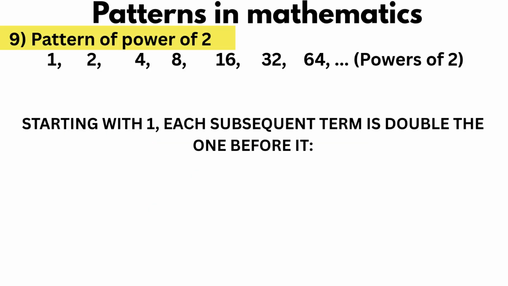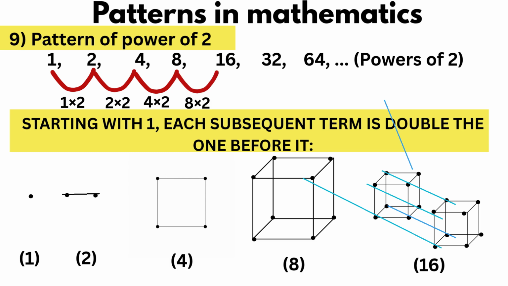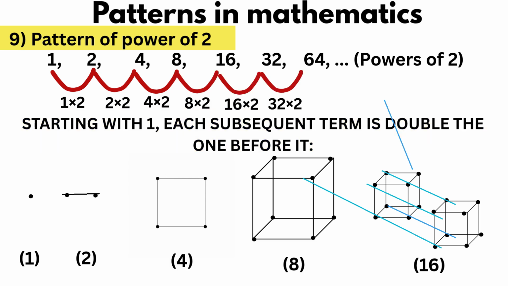Ninth pattern is the pattern of powers of 2, where the number starts with 1 and each subsequent number is double the previous number. That is, first number is 1, the second is 1 multiplied by 2, that is 2, the third is 2 multiplied by 2, that is 4, the fourth number is 4 multiplied by 2, that is 8, the fifth number is 8 multiplied by 2, that is 16, etc. Pictorial representation is given for your reference for the pattern of powers of 2.